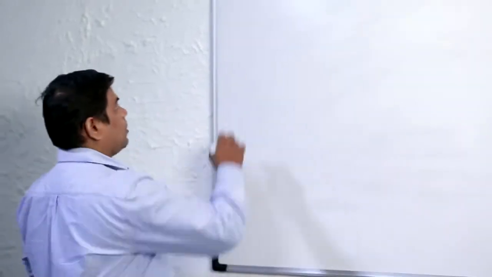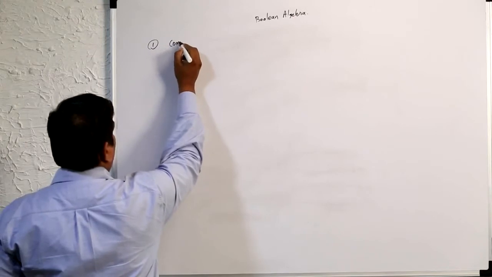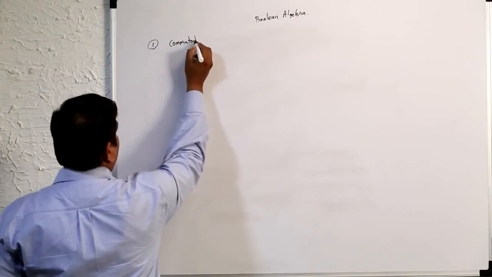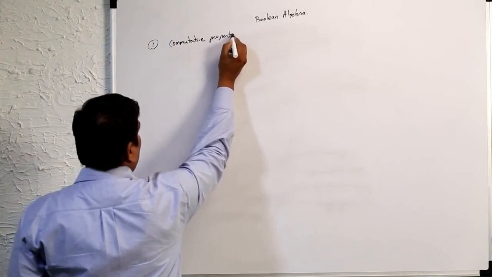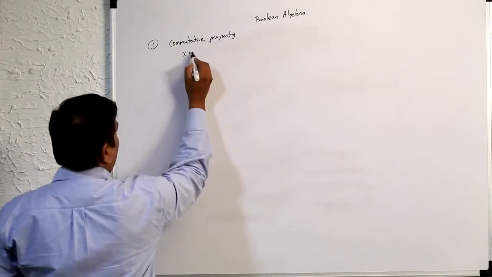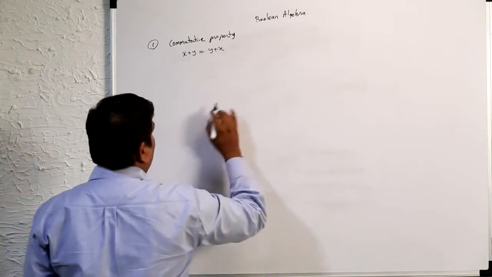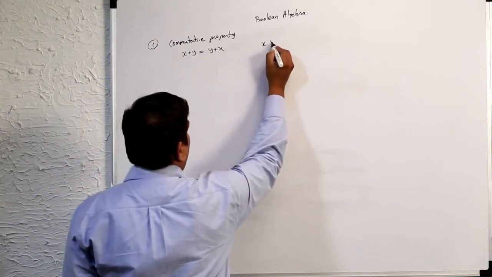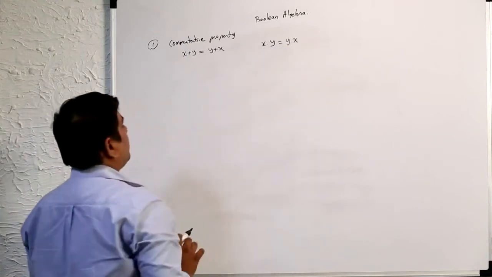In order to solve sums, we are going to design some properties. So let us see properties of Boolean algebra. The first property which we are going to learn is called commutative property. It says x plus y is the same thing as y plus x, and x dot y is the same thing as y dot x.